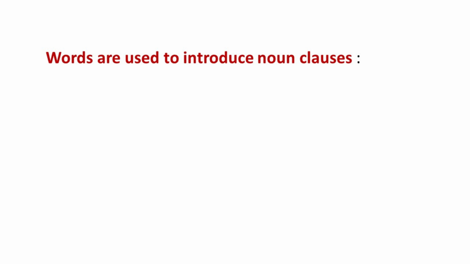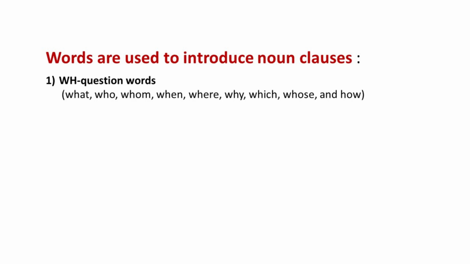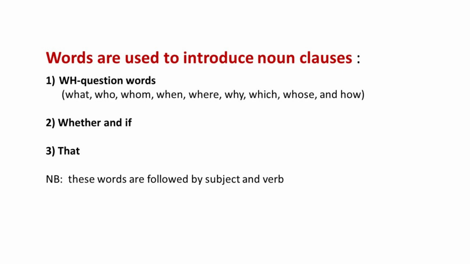There are three kinds of words that can be used to introduce noun clauses. They are WH question words, for example, what, who, whom, when, where, why, which, whose, and how. The second one is whether and if. And the third is that. For information, these words are followed by subject and verb directly. They are also called connecting words or subordinators.